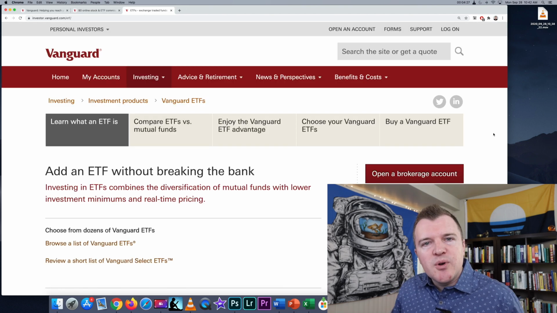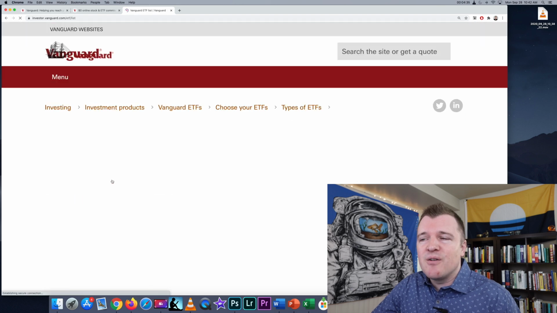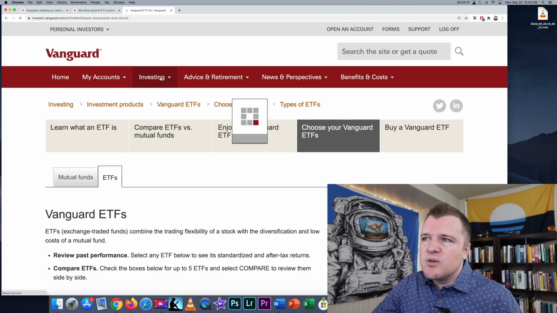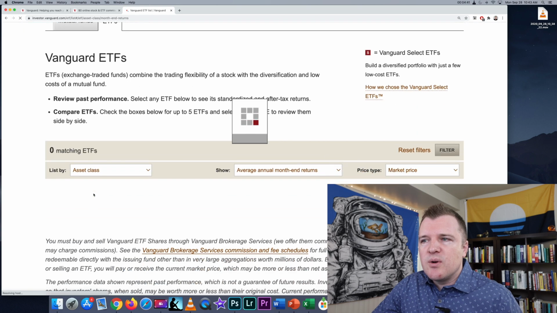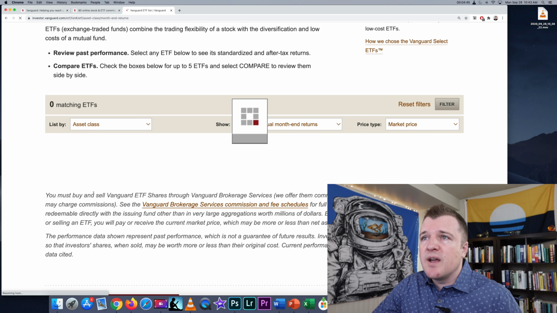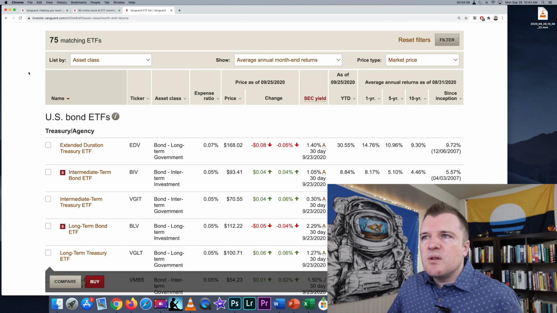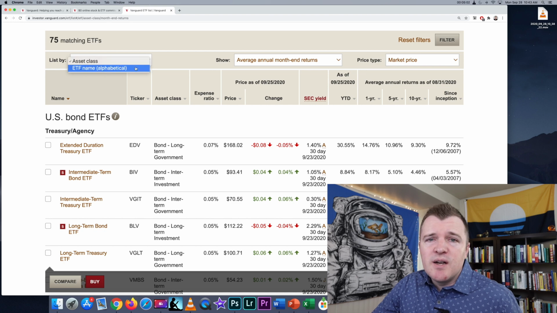If you're interested in purchasing an ETF, it's $0 trades for any bank's ETF. However, if you want to buy Vanguard ETFs, that would make Vanguard very happy. You can go to Investing, Vanguard ETFs, and then scroll down, and once it loads, it should give you the full list of all of Vanguard's ETFs. So currently Vanguard offers 75 ETFs. These are exchange-traded funds. I'll link a video explaining more about them.